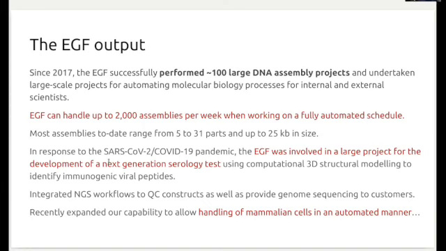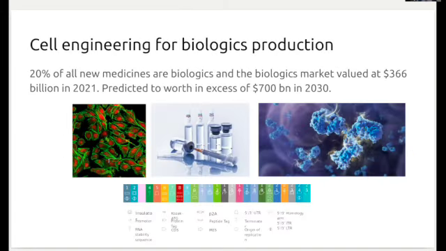And more recently, we acquired, with the support and funding of the BBSRC Foundation, a machine that can allow handling of mammalian cells in an automated manner. This is a very big and important field, which is predicted to keep growing and is estimated to be hundreds of billions of dollars at the moment. This means cell cultures, biologics, antibodies, cell therapies, and so on.